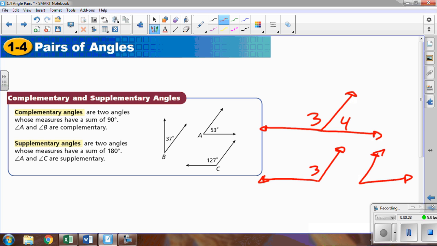For instance, angles A and C. If we add them up, we still get that 180, and even though angles A and C are not touching each other at all, they're not adjacent, they're still supplementary. Sometimes students think that complementary and supplementary angles have to be adjacent. That's not accurate.